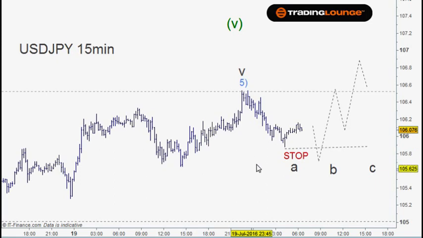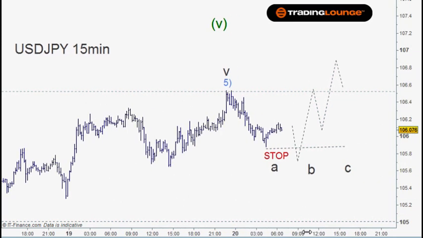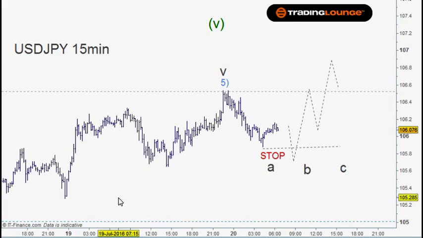So if you are long, put the stop here, and we'll get back over here, or once we have a decent correction here, we'll pick up the thread and we'll take it from that point there.